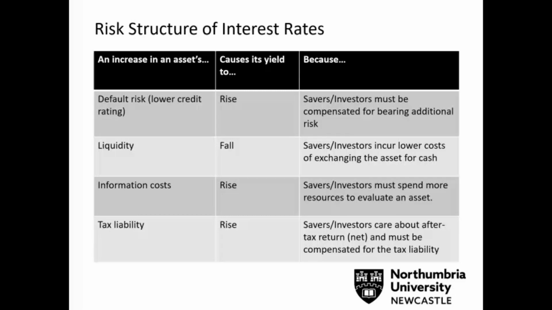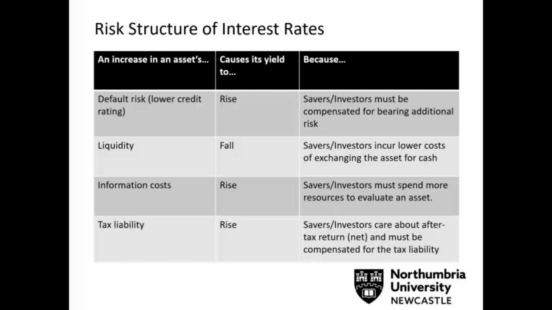If we have default risk or a lower credit rating, we'd expect the yield, or the interest charge, to go up. If you're going to buy a debt product from an organisation with a lower credit rating, you want to be compensated more for the level of risk you're taking, the likelihood of default. Liquidity: if liquidity increases, so you have a liquid product, then the interest on that would be lower. Because if it's liquid and you get it back quicker, then you don't need to be compensated as much in the return.